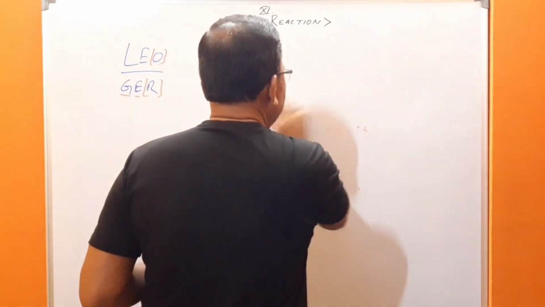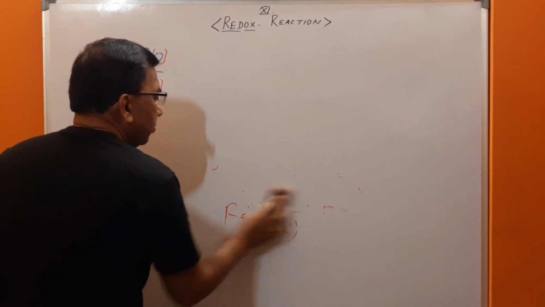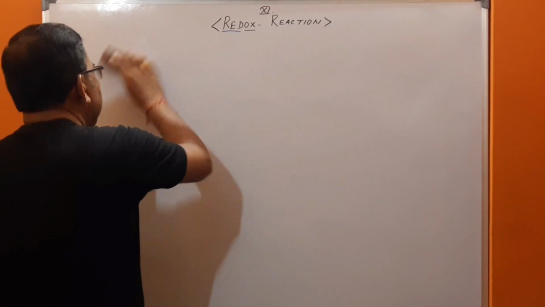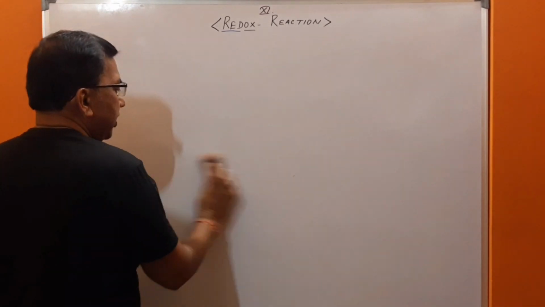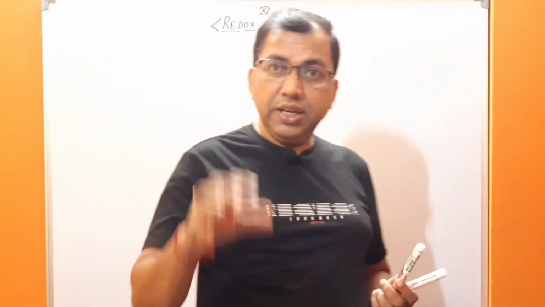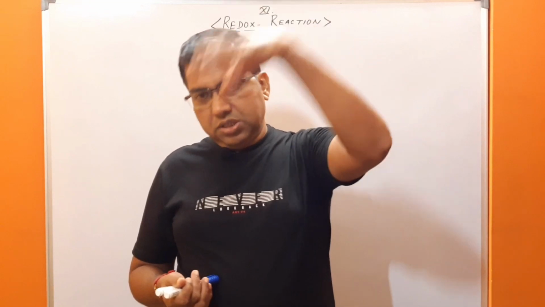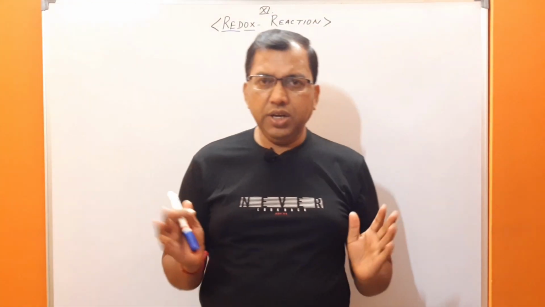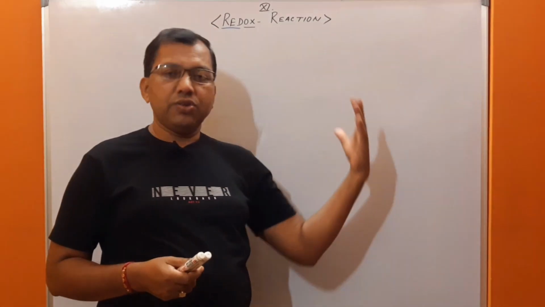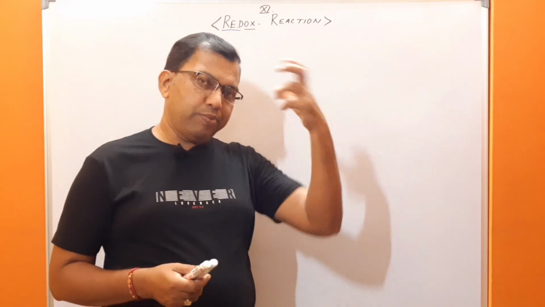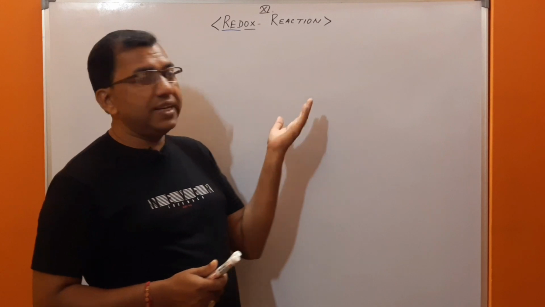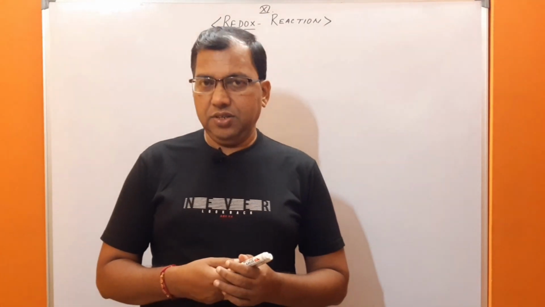Now, it is a concept of electron transfer. On the basis of the electronic concept, I have discussed the definition of oxidation and reduction. On the basis of the hydrogen concept, electronegative element concept, electropositive element concept and oxygen concept, I have also discussed. Now, what is the oxidizing agent and what is the reducing agent?